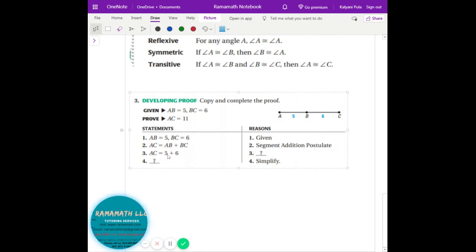AB is 5, so instead of AB, you're writing 5. Instead of BC, you're writing 6. What that means is you're substituting, so that's the substitution property. Then you simplified it, and you can get that.